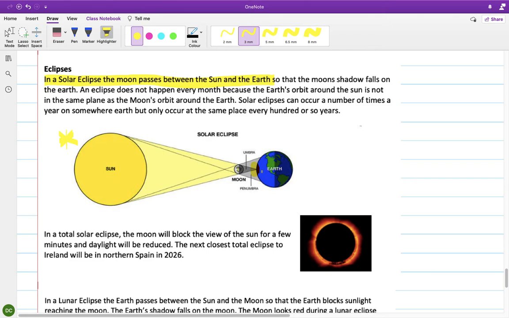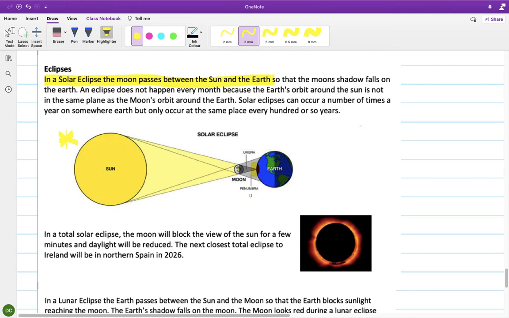When I was looking for that video there, I can't remember what year. I think it's like 2026 is the next time a solar eclipse comes anywhere close to us, and it'll be in Spain. There's part of Spain you could fly to if you wanted to experience the solar eclipse. So you have to be in that path of totality to be able to totally experience it.